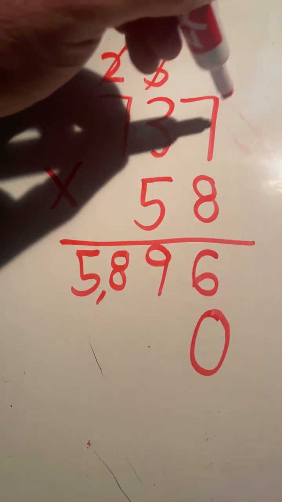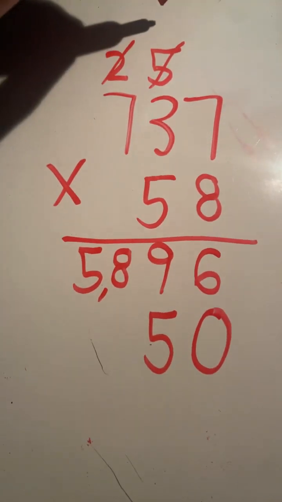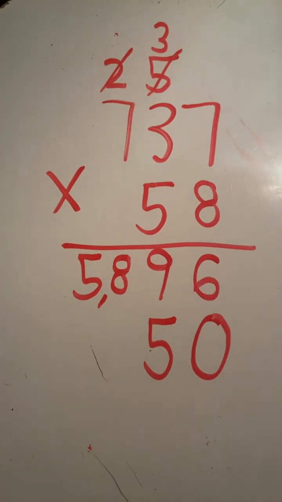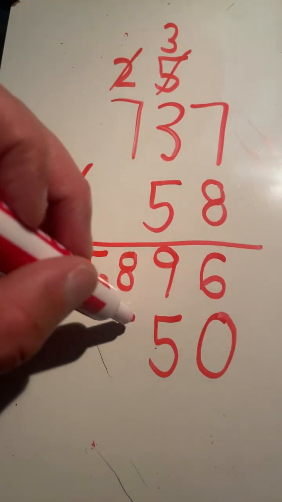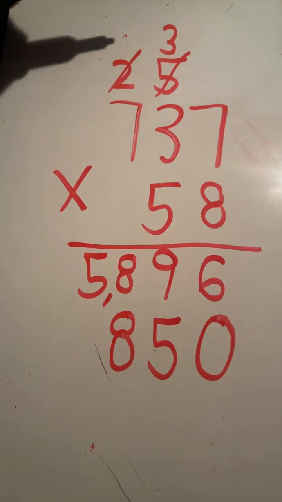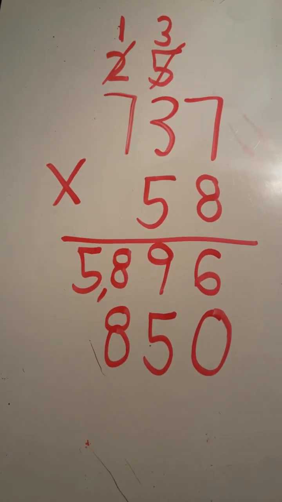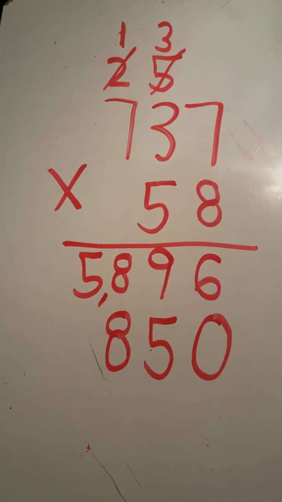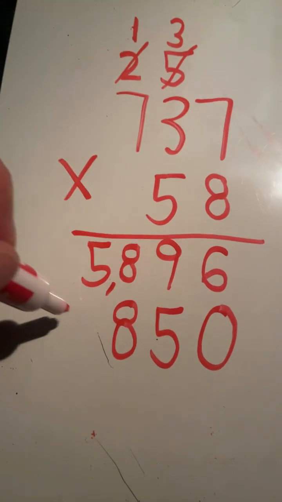Now we're multiplying 7 times 5. 7 times 5 equals 35. 5, carry the 3. 3 times 5 equals 15, plus 3 equals 18. 8, carry the 1. 7 times 5 equals 35, plus 1 equals 36.